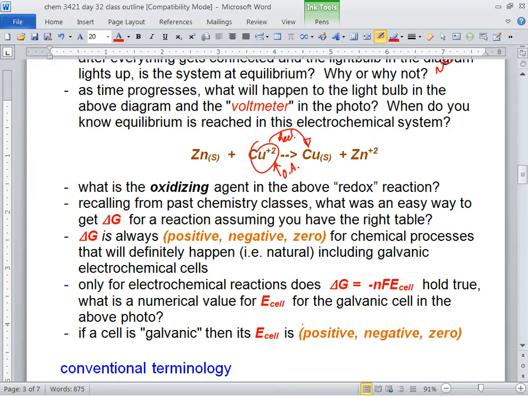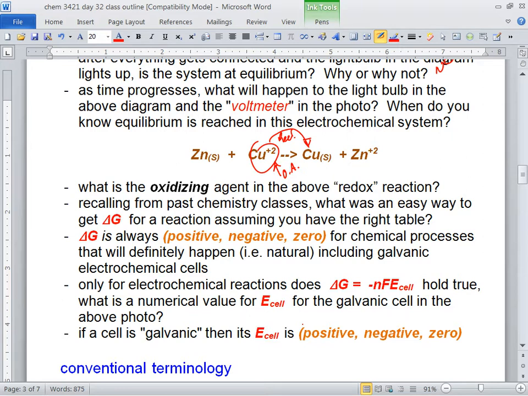Every single compound known to man has its own little delta G. And then what did you do to get the delta G for a reaction? You're getting there. You add up the delta G for all the products, add up the delta G for all the reactants, then products minus reactants. Remember that? That's all you did. That was the easy way to get delta G.